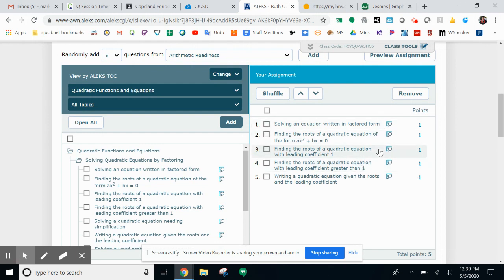And as these problems go on, some of them are going to be getting longer and longer. The first one, it gave it to us in factored form. So it gave us the two factors, and we had to find the roots from there. This one wasn't factored, but it was in the form ax squared plus bx. So there was no c at all. It was just a and b.